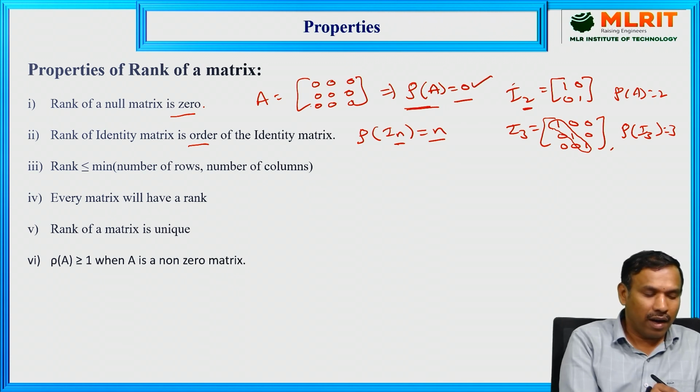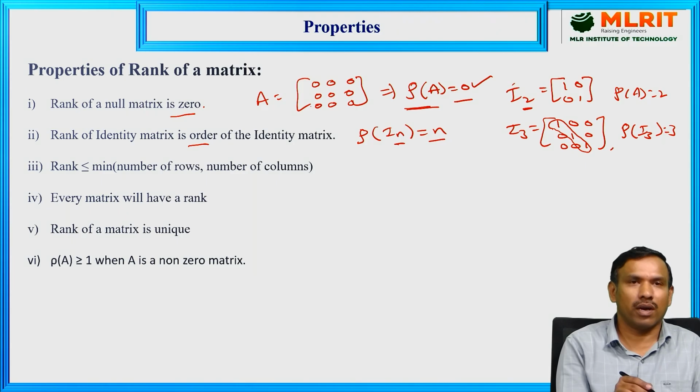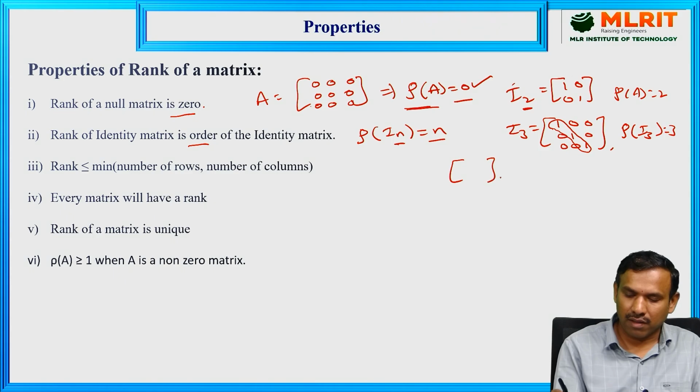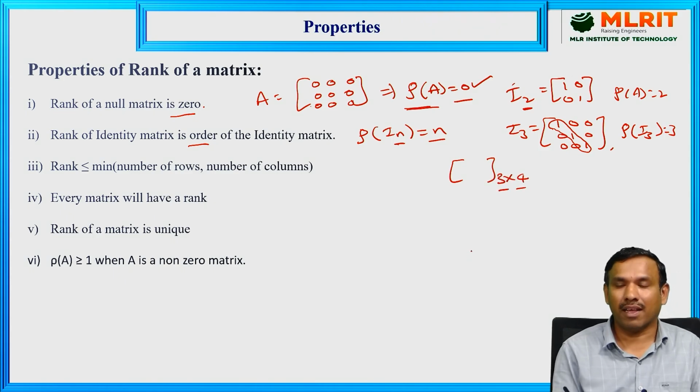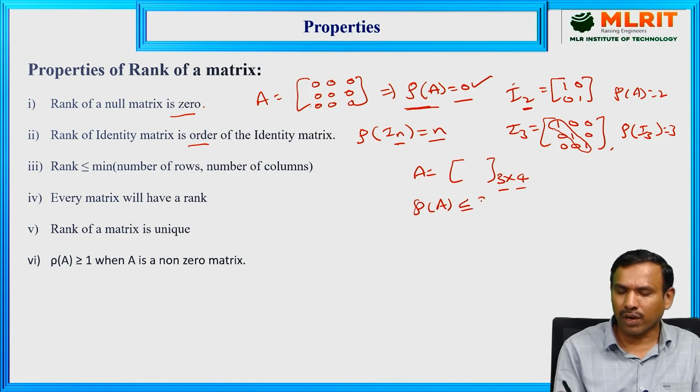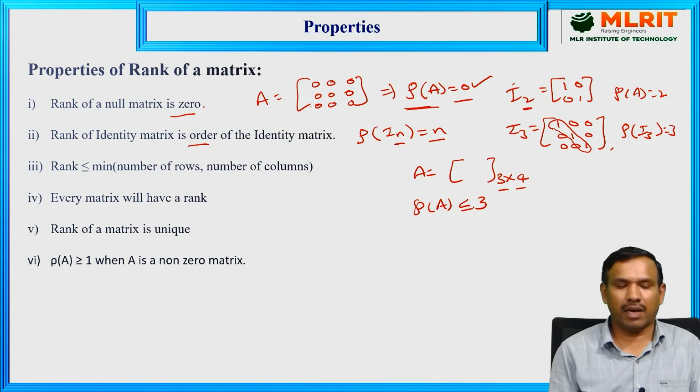Then rank is less than or equal to the minimum of the number of rows and columns. Suppose a matrix is given, 3 by 4. In 3 and 4, what is the minimum number? 3. So for this matrix, rank of A will be less than or equal to the minimum of 3 and 4, which is 3. That is the statement here.